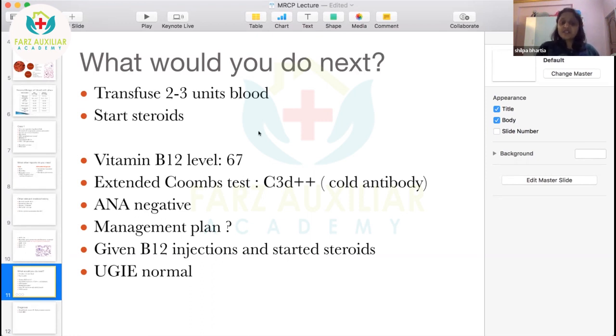So it is important. These anemias may or may not respond very well to steroids, but you may need to add rituximab, whereas the warm antibodies respond very well to steroids. That is why it is always important to do an extended Coombs test to know whether it is a warm type or a cold type. In this case, it was a cold type of hemolytic anemia.